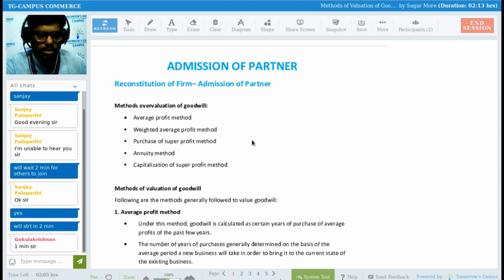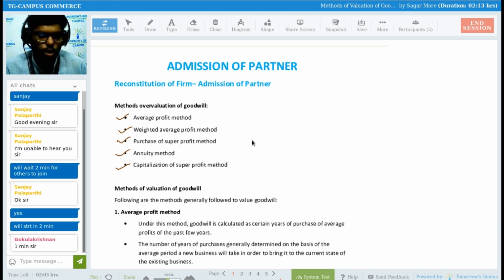So methods like average profit method, weighted average profit method, super profit method, annuity method, and capitalization of super profit method. So there are different methods available for valuation of goodwill, and we are going to see the different methods by which we calculate goodwill, right? So the first method is the average profit method.